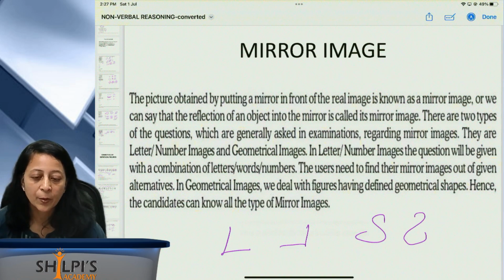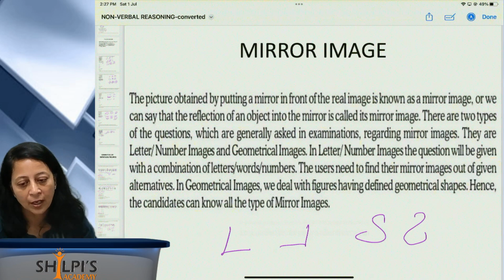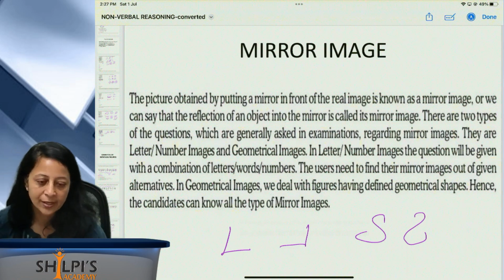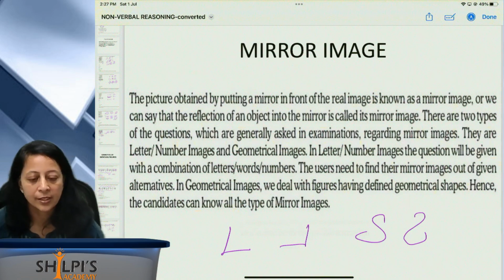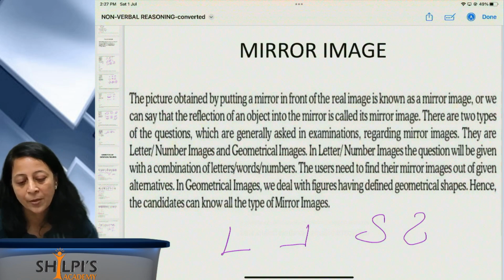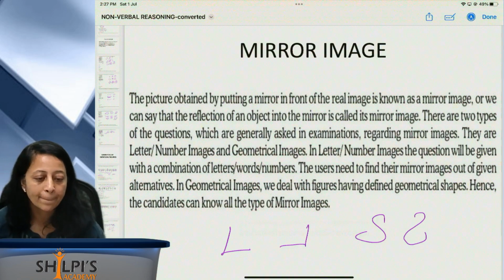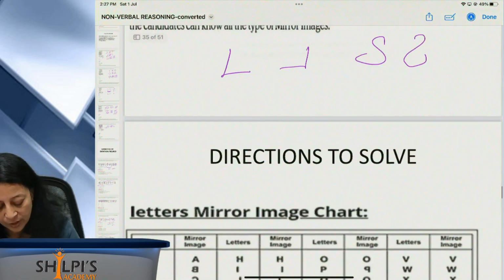There are 2 types of questions which are generally asked in examinations regarding mirror images. They are letter or number images and geometrical images. In letter or number images, the question will be given with a combination of letters, words or numbers. The users need to find the mirror image out of the given alternatives. In geometrical images, we deal with figures having defined geometrical shapes. Hence, the candidates can know all the types of mirror images.